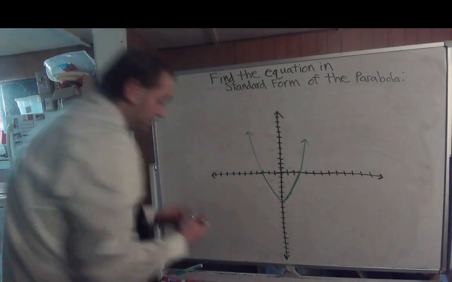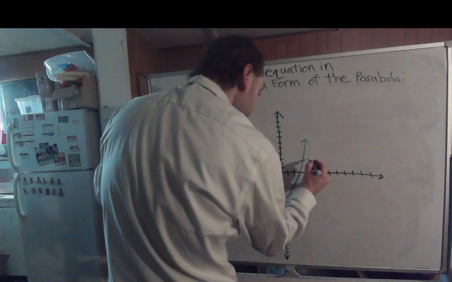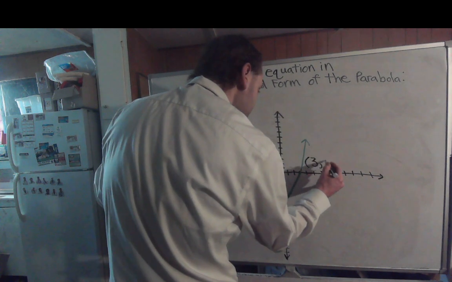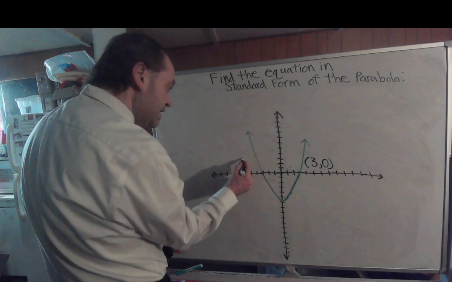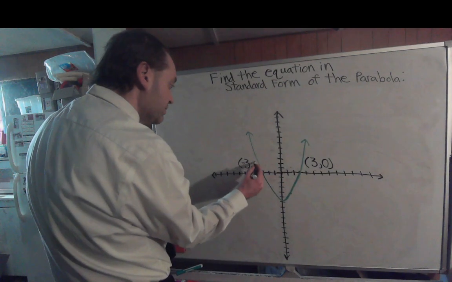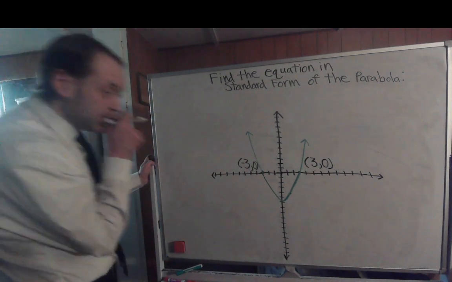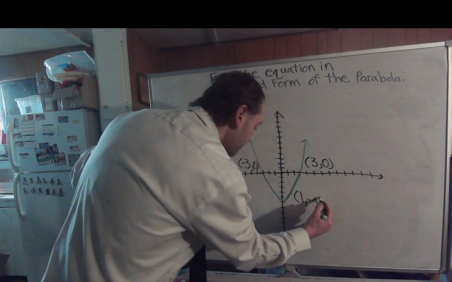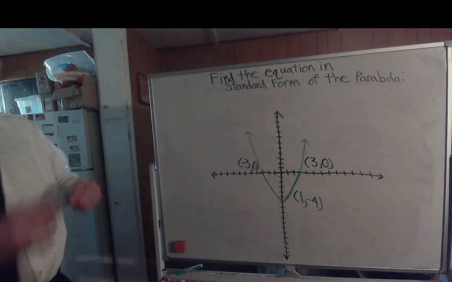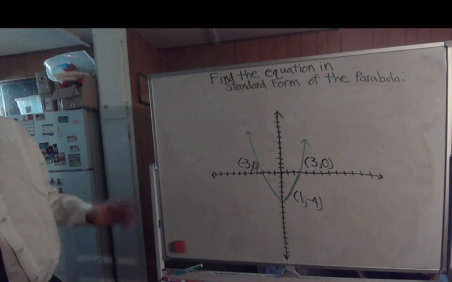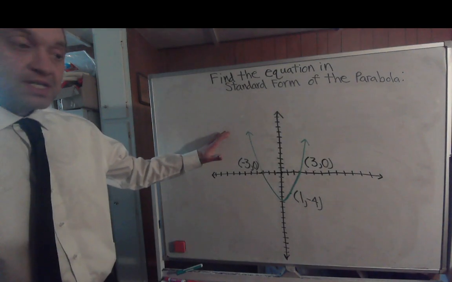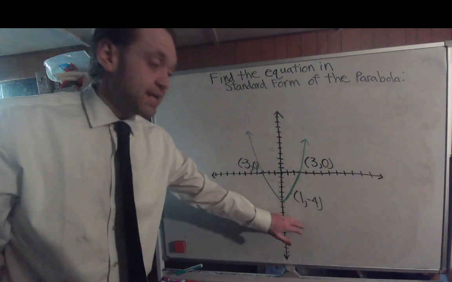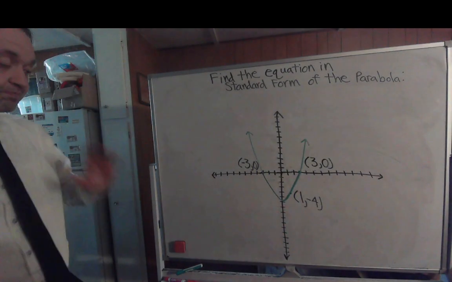So this is different. We have an x-intercept at 3, 0. We have another x-intercept at negative 3, 0. So you're given two x-intercepts, and then this parabola passes through the point 1, negative 4. So these next three examples, you'll be given x-intercepts, and it'll pass through the point 1, negative 4.